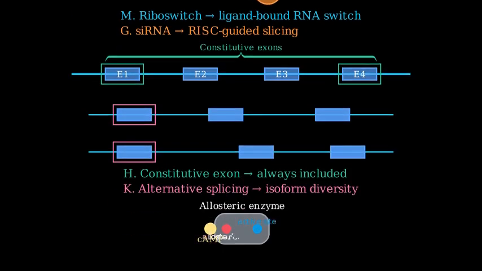Signaling ties in as well. L cAMP is a second messenger that binds proteins to change activity. I an allosteric enzyme changes conformation when an effector binds away from the active site.